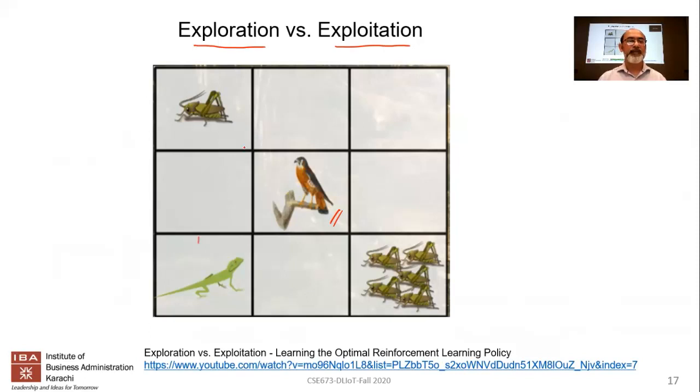But what do you notice over here? These are crickets, and lizards love crickets. So you have 2 squares where you have rewards, but are they the same? In one box, you have 1 reward, and in the other you have 1, 2, 3, 4, 5 rewards, right? So the rewards are not equal.